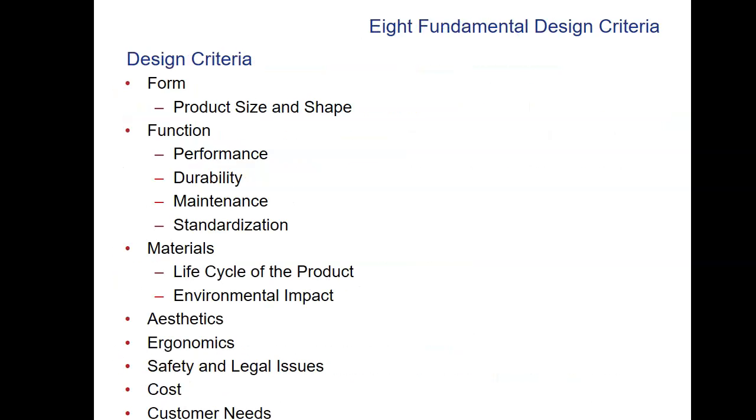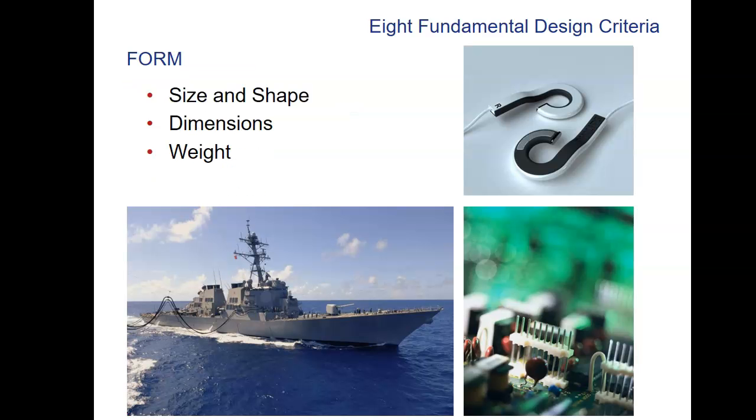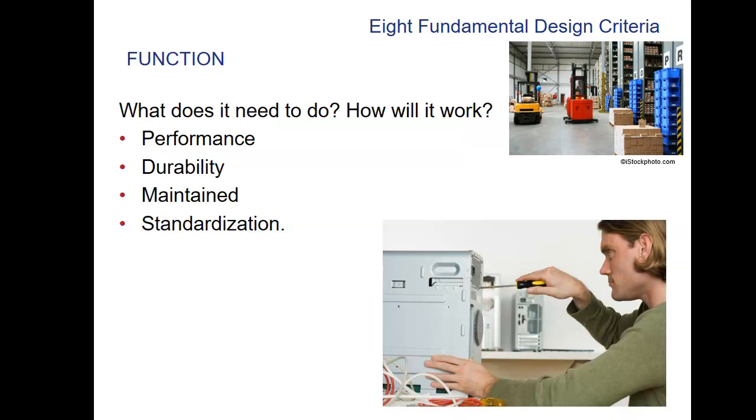So let's take a look at some of the design criteria just in general for all designs. When we talk about form, we're talking about size, shape, dimensions, weights. You should be thinking about these. When you think about functions, you're asking, what does it do? How does it work? You need to be thinking about how to test performance, durability. How is it going to be maintained? How are you going to standardize it to make manufacturing easy?